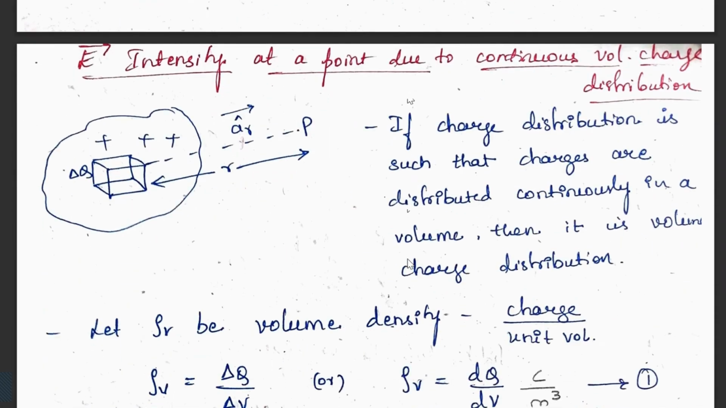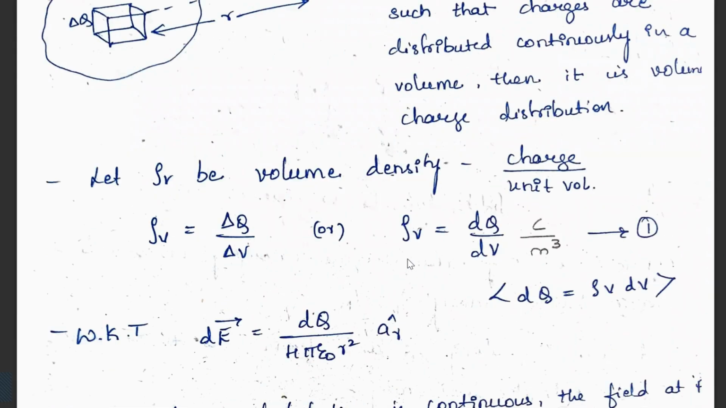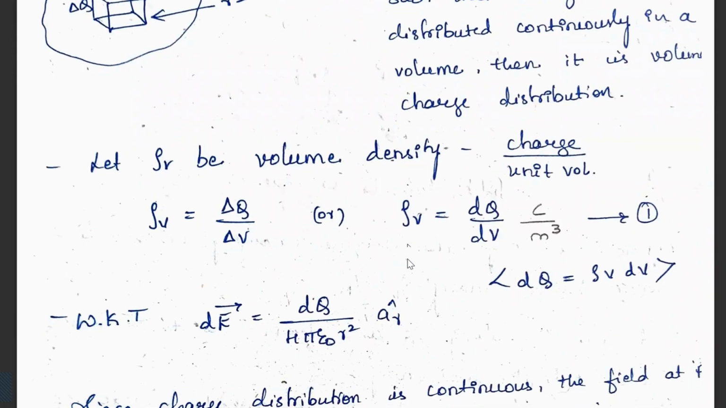Electric field intensity at a point due to the continuous volume charge distribution. Here, if the charge is distributed continuously in a volume, consider now a 3D space. So this is a volume charge distribution. Rho V is the volume density, which is equal to charge per unit volume. Rho V is dq divided by dV. That is rho V is equal to small dq by dV, that is coulomb per meter cube unit.